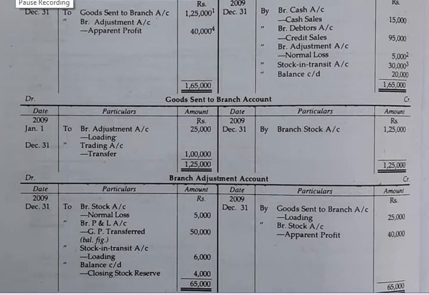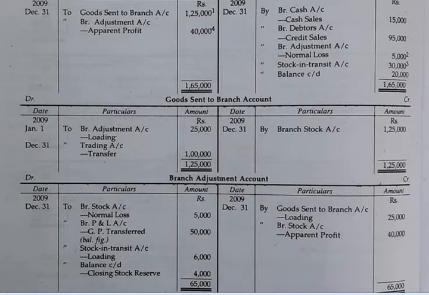So now the next ledger is goods sent to branch account. We'll start with the credit side. So by branch stock account, which had been transferred from the stock account for rupees 1 lakh 25,000. And remember, this is at invoice price, so the loading will be transferred to the branch adjustment account. So it'll come on the debit side to branch adjustment account, that is the loading, rupees 25,000. And since the credit side is greater than the debit side, the remaining balance will be transferred either to the trading account or to the purchase account.